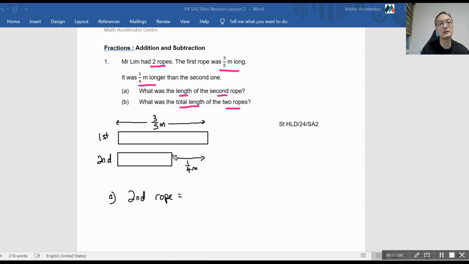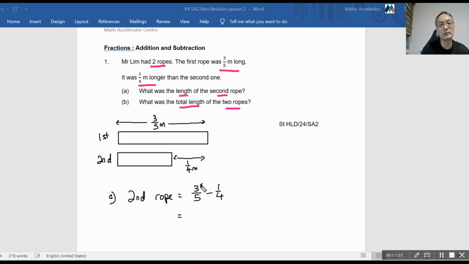Okay, as you can see from the model, the second rope is shorter, and if we need to find the length of the second rope, we have to take 3/5 minus away 1/4 meter. So let's carry out 3/5 minus 1/4. Since both the denominators are different, we will have to make them the same, and the common denominator of 4 and 5 is 20. So 20.